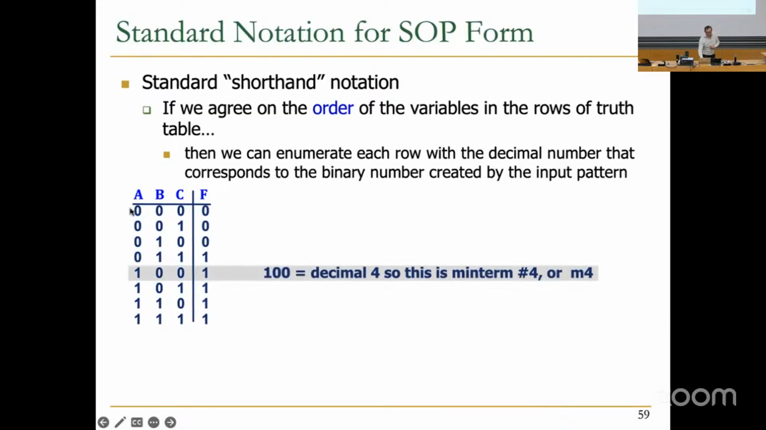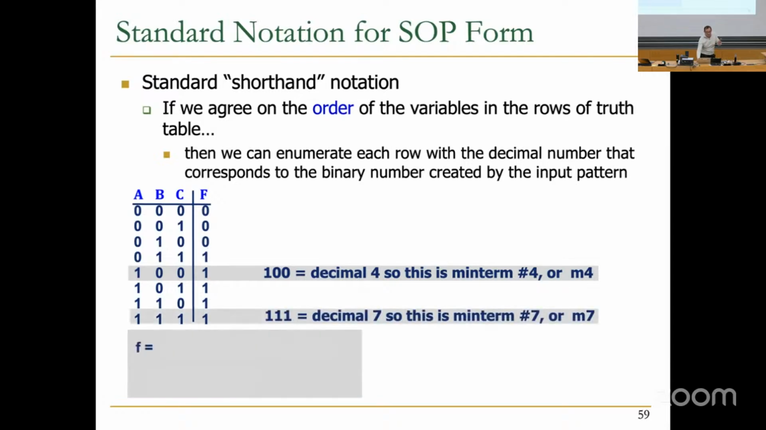The order is increasing, right? 0, 0, 0, 0, 0, 1, 0, 1, 0, 0, 1, 1, 1, 0, 0. And 1, 0, 0 is decimal 4. So this is called minterm 4. If you want to specify this 3-input function, you can specify it in terms of which minterms evaluate to 1. In this particular case, minterms 3, 4, 5, 6, 7 evaluate to 1.